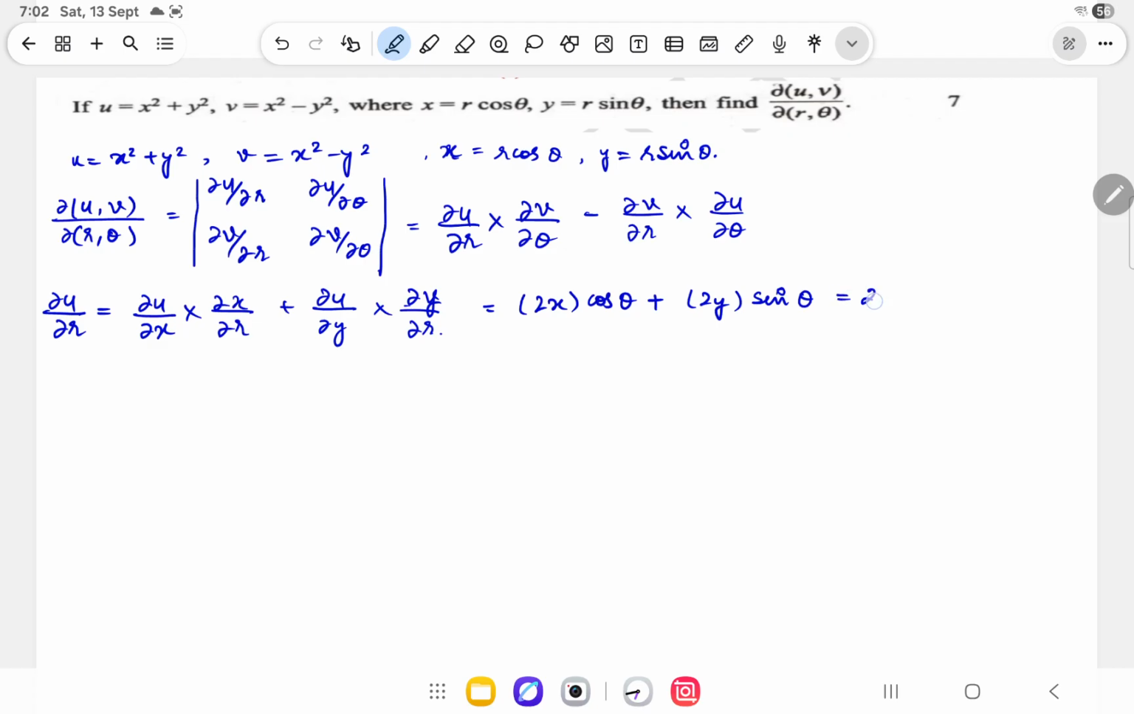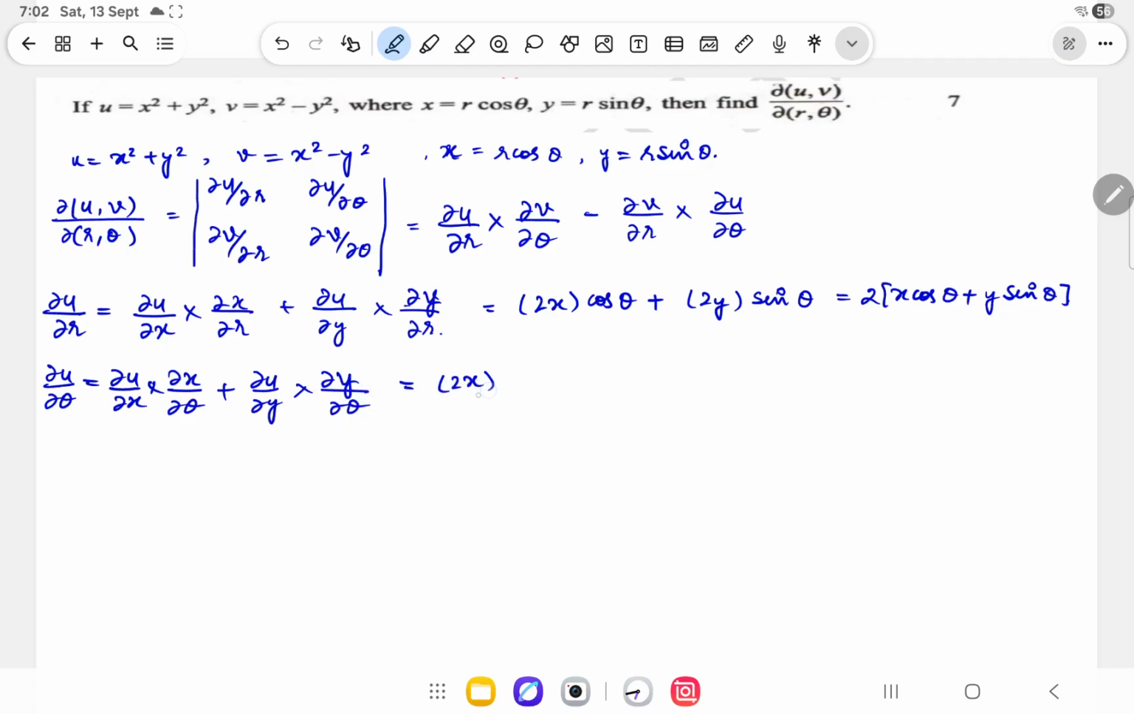So I basically get 2 into x cos theta plus y sin theta. Now let's calculate the value of del u upon del theta. So this will be equal to del u upon del x into del x by del theta plus del u upon del y into del y by del theta. So del u by del x is 2x and del x upon del theta is basically minus r sin theta, plus 2y into del y upon del theta, that is r cos theta.